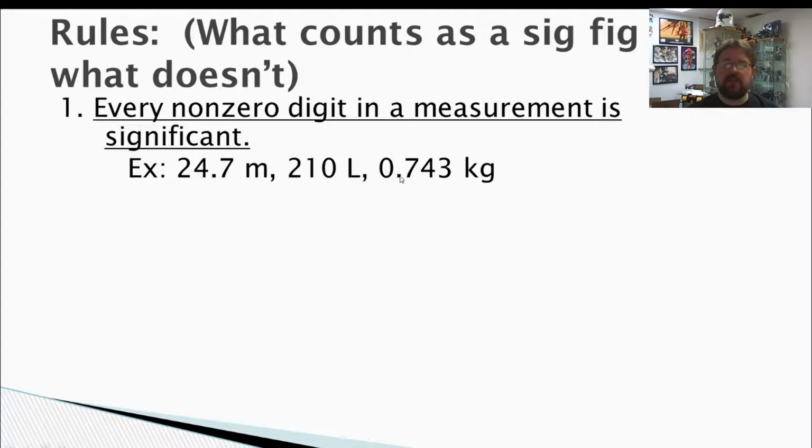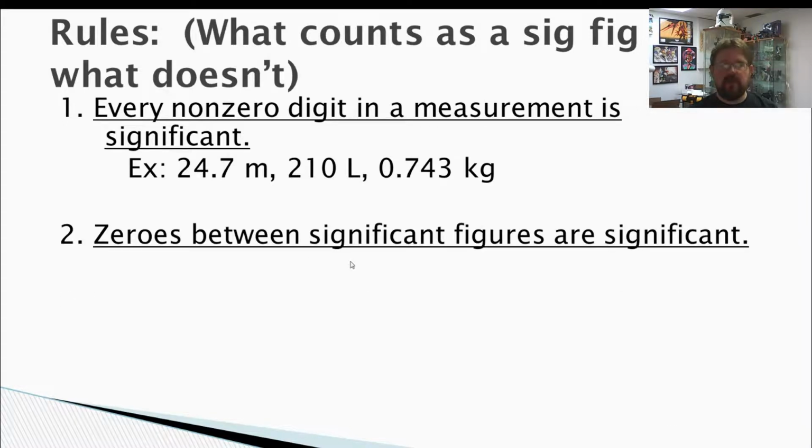And the last one, 0.743 kilograms. The 7, the 4, and the 3 are non-zeros. That's 3 digits that are significant. That means this measurement has 3 significant figures based on rule 1. It's pretty simple. Any digit in a measurement that isn't a zero is significant. Well, if every non-zero digit is significant, then what are the other 4 rules? They're all about when zeros are significant and when they are not.